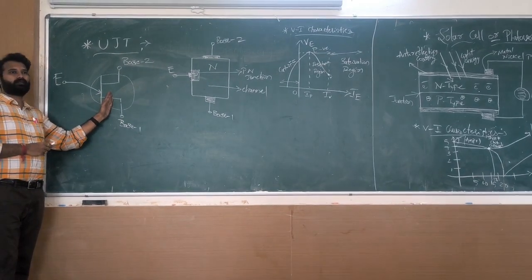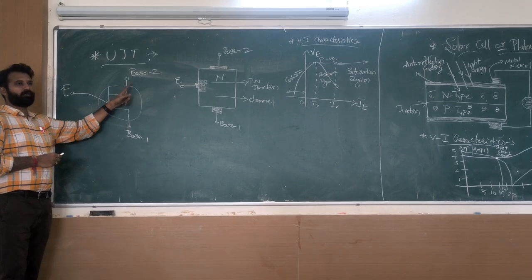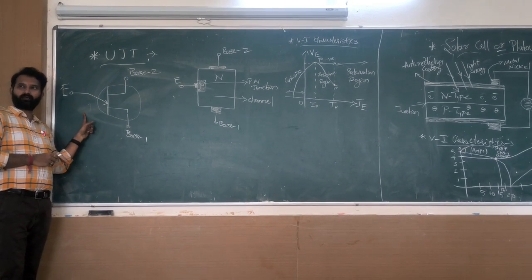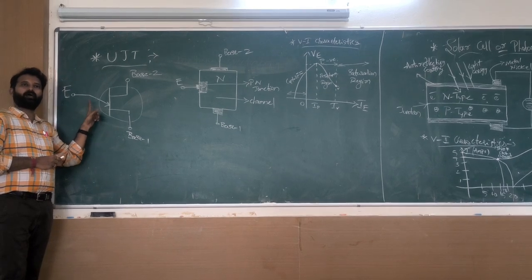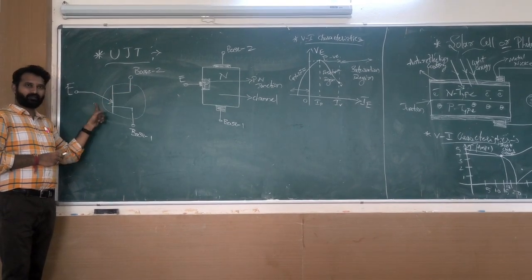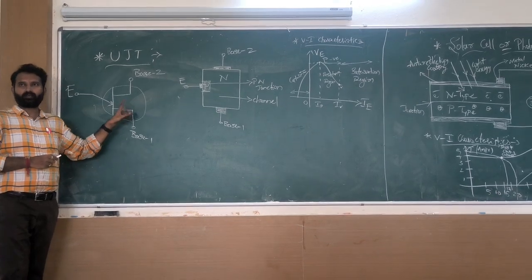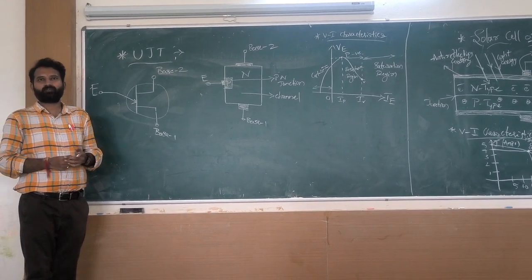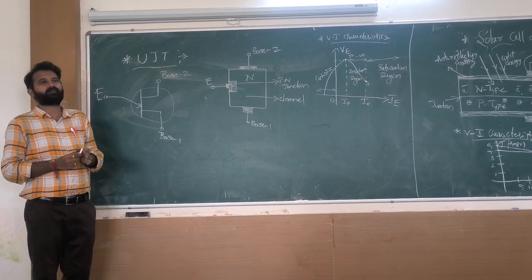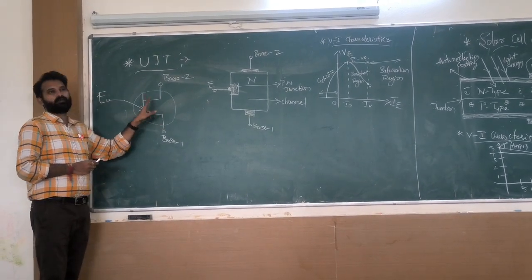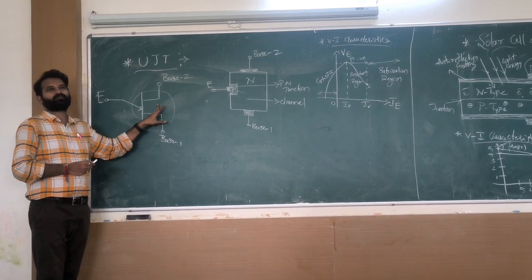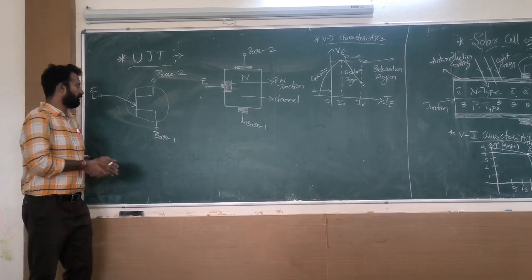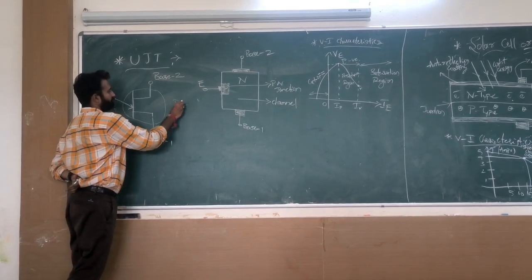Focus here, concentrate here. It is a three-terminal device. How many terminals are visible here? Three terminals. It is a three-terminal semiconductor device which is made up of having only one junction, formed by P-type and N-type material.